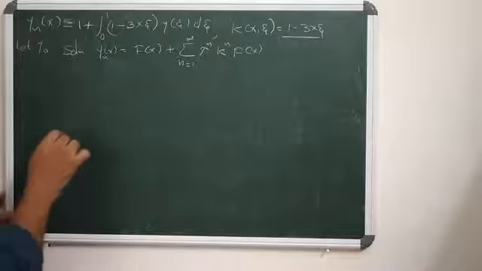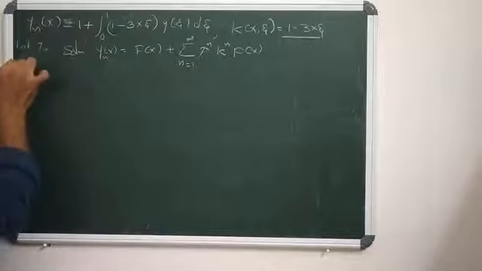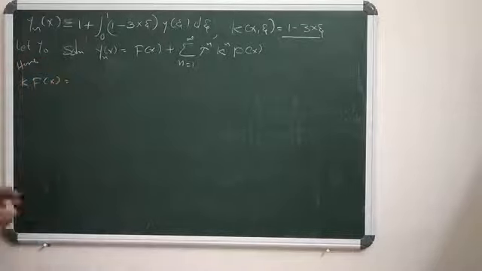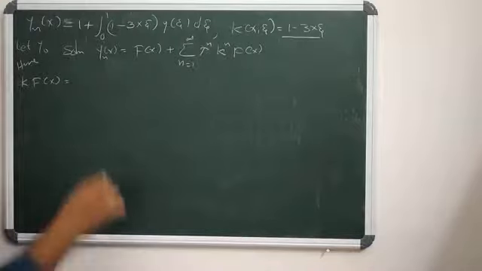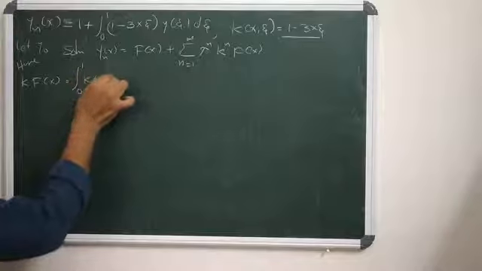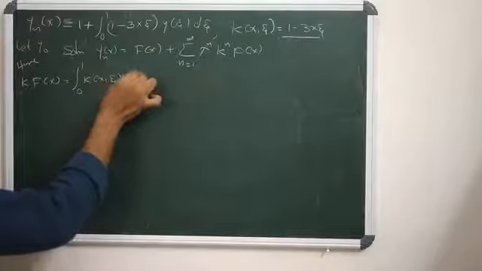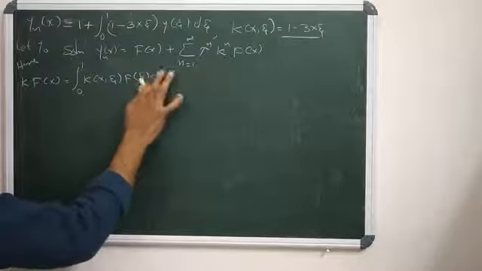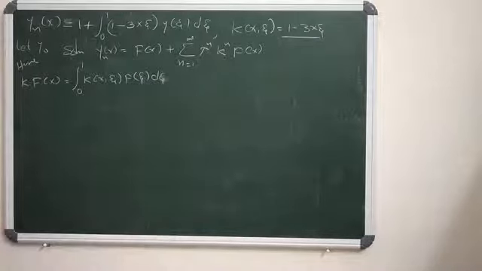What is k into f of x here? Here, k is k(x, theta). K into f of x means it is integral 0 to 1 of k(x, theta) into f of theta d theta. K f of x equals integral 0 to 1.